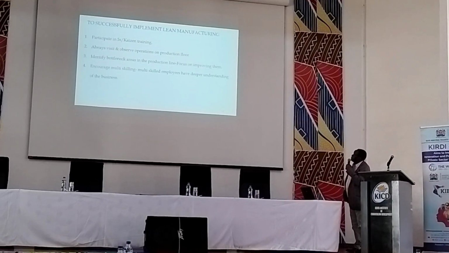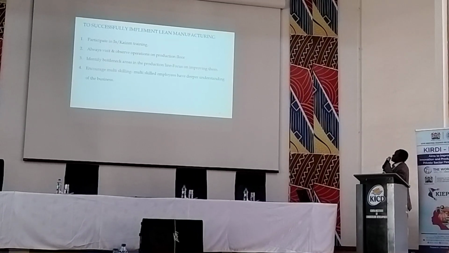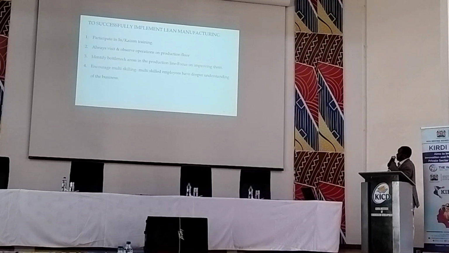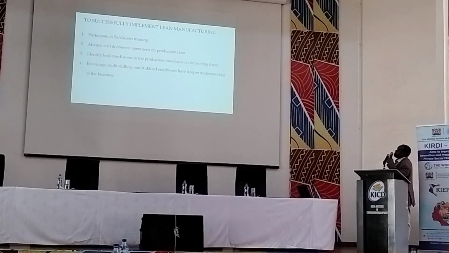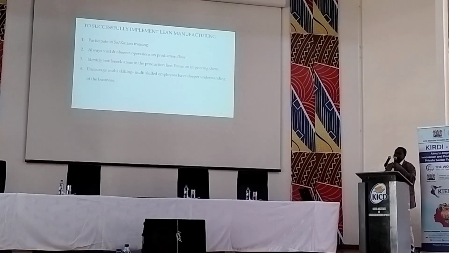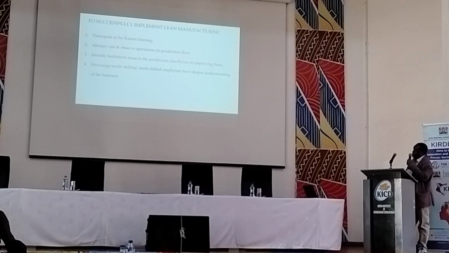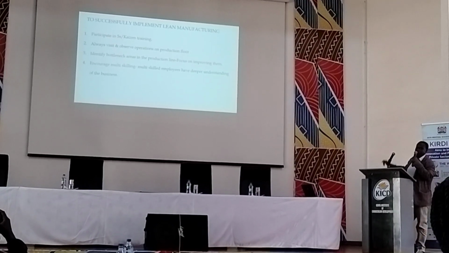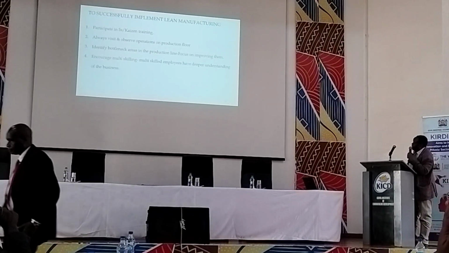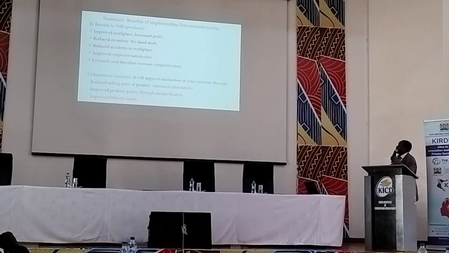Next slide. Now, in summary, to successfully implement lean manufacturing, one, participate in training. Two, always visit and observe operations on the production floor, because that's the only way you are going to identify bottlenecks in the production line. Then focus on those bottlenecks. Then the other one is encourage multi-skilling. I've talked about this. Next slide.